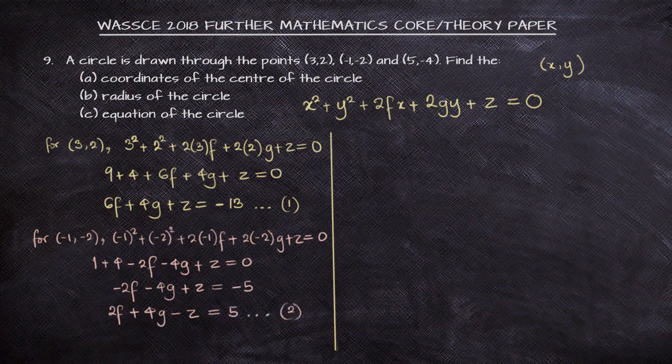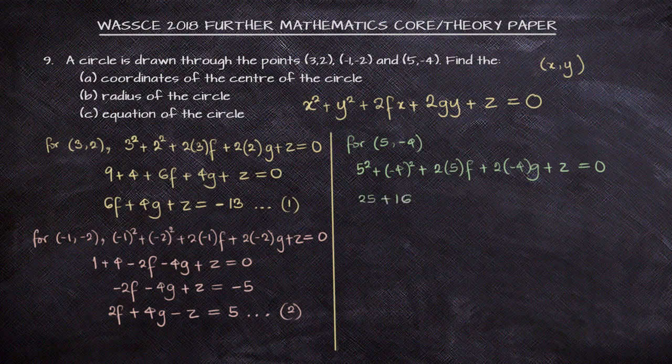Now that's equation 2. And in the third case, for (5, -4), I can go ahead and that will be 5 squared plus (-4) squared plus 2 into 5 multiplied by f plus 2 into minus 4 multiplied by g plus z is equal to 0. And that will yield 25, minus 4 squared is 16, 2 times 5 is 10, so I have plus 10f. 2 times minus 4 is minus 8g. Then I have plus z is 0.